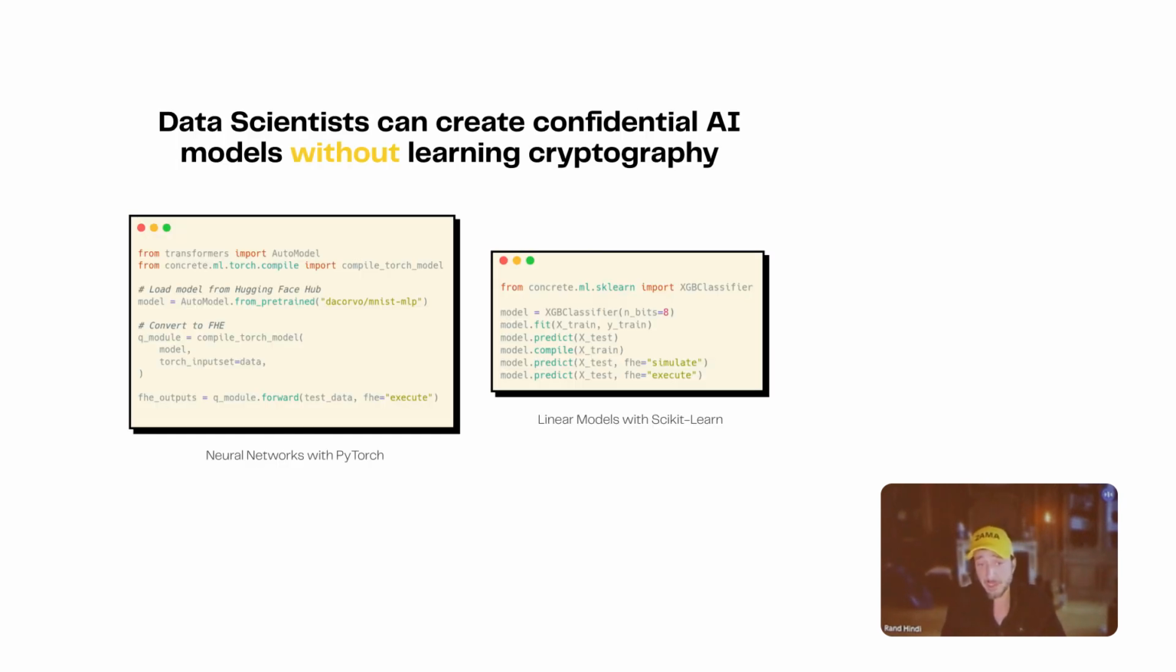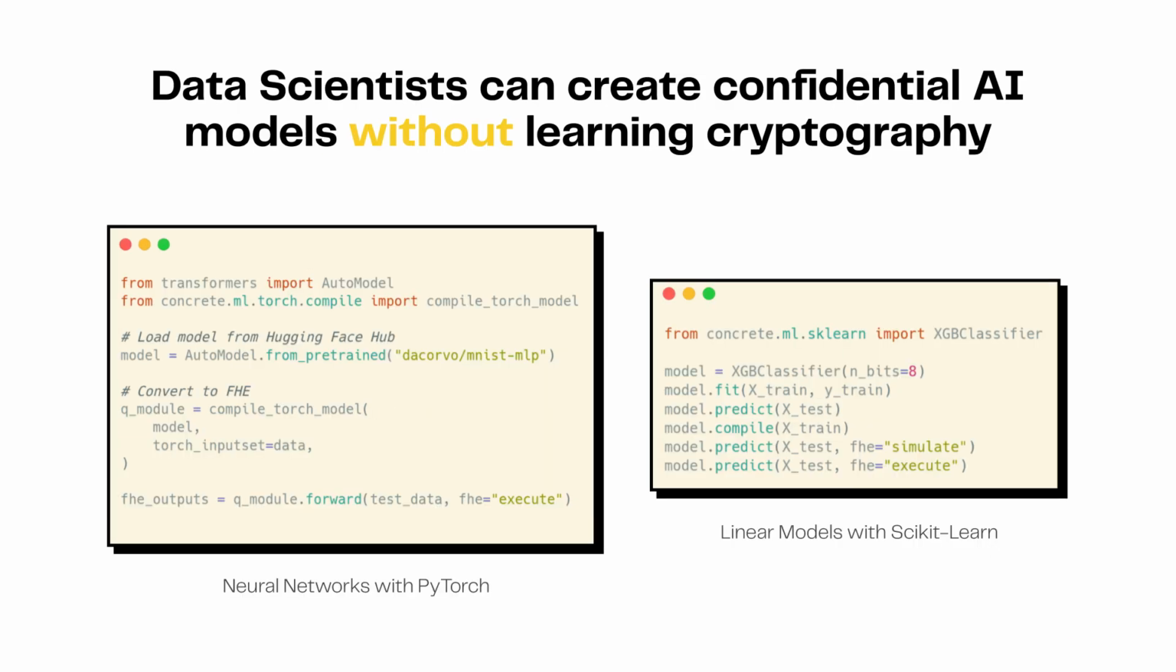So at Zama specifically, we spend quite a lot of effort making it extremely easy to use for data scientists, so that they don't have to learn anything about cryptography. For example, we've created APIs that bind natively into PyTorch and scikit-learn so that you can use your favorite tools, write code in Python, and we take care of converting that to FHE.